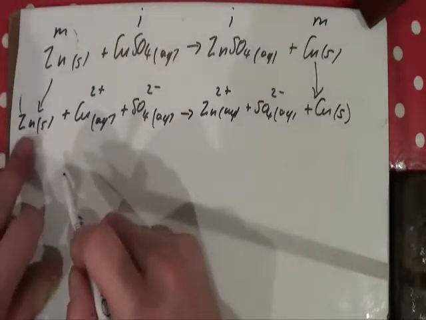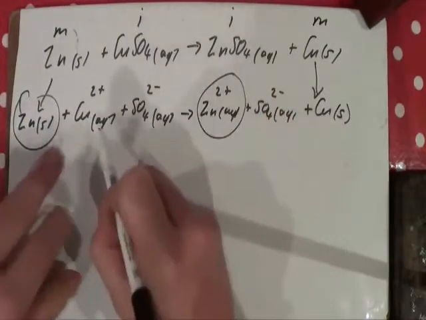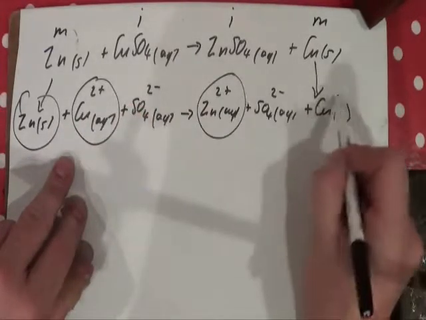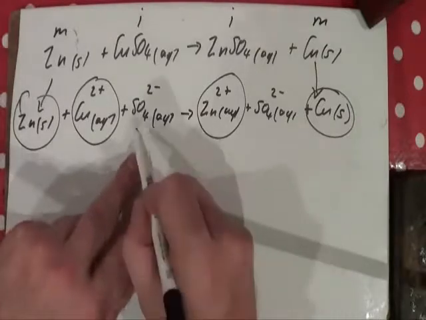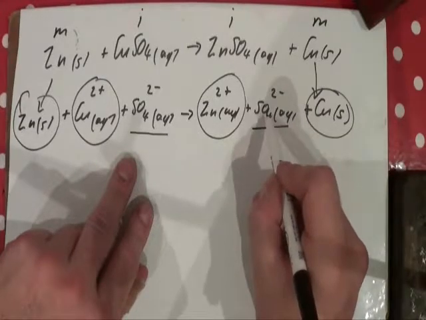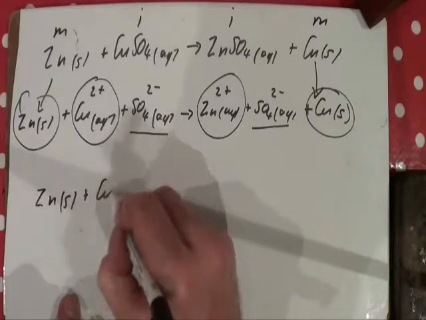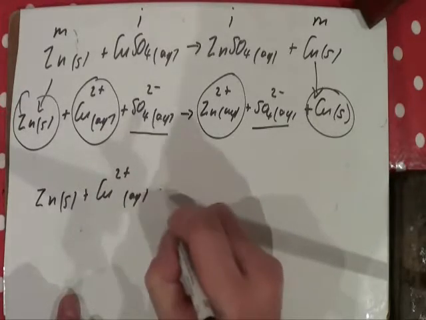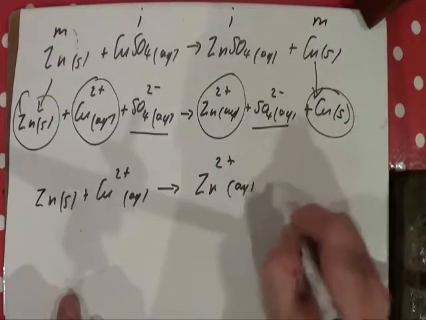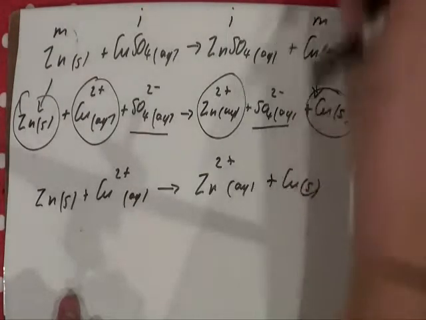Okay, let's go through it. Zinc is a solid here, it's now 2 plus aqueous, so that is going to be in my ionic equation. Copper is 2 plus aqueous here. It's copper solid here. That's also going to be in my ionic equation. Sulfate is SO4 2 minus aqueous here, and it's SO4 2 minus aqueous here. So they're not going to be in my ionic equation. So it's zinc solid plus copper 2 plus aqueous goes to zinc 2 plus aqueous plus copper solid. That's my final ionic equation. Okay?